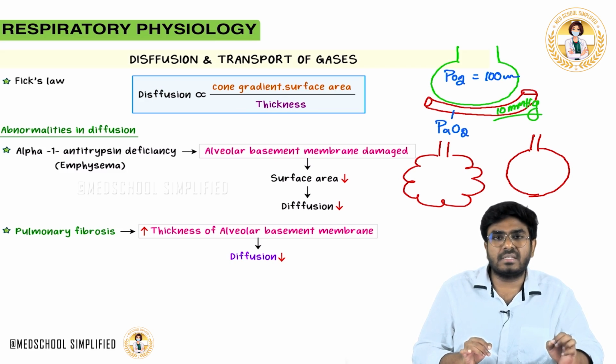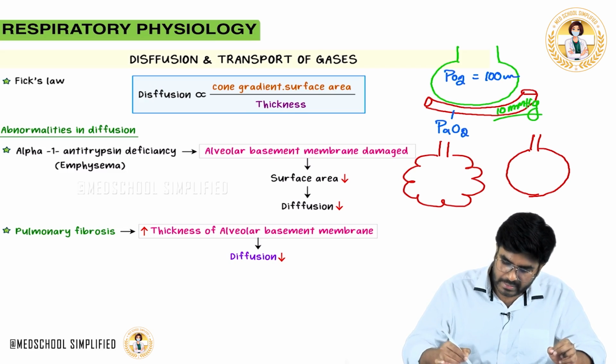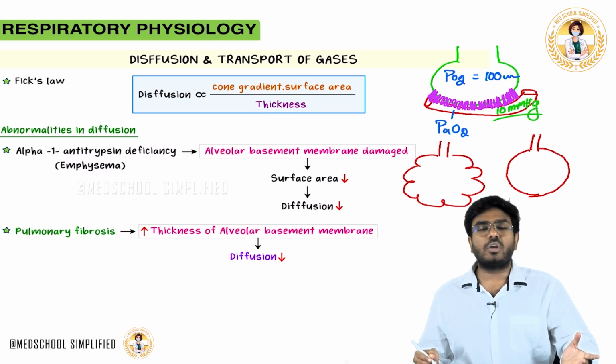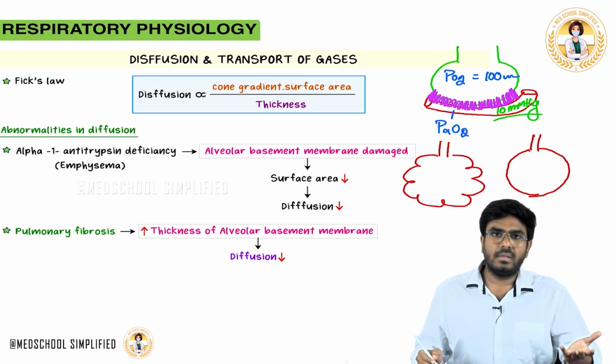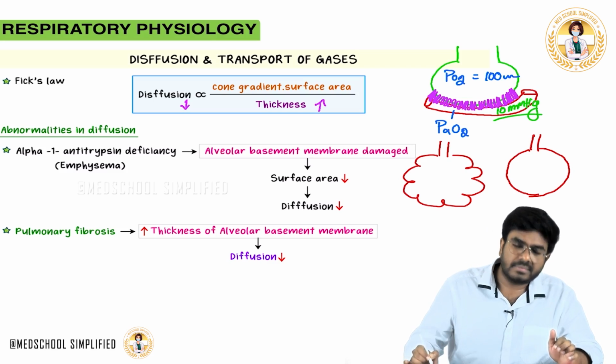If you increase the thickness of the alveolar basement membrane, for example, let's see. There is a condition where the alveolar basement membrane is getting thickened because of fibrosis. See, here fibrosis is happening. If there is fibrosis, what happens to diffusion? Diffusion automatically decreases, simple. So if the thickness is more, diffusion decreases.